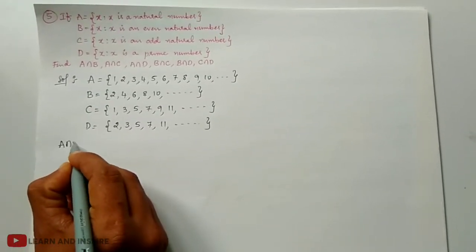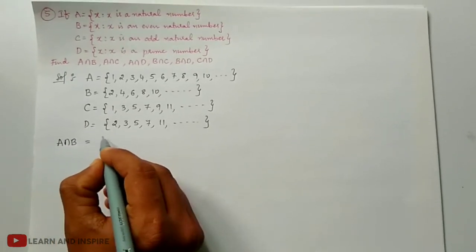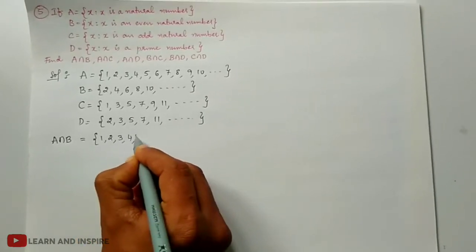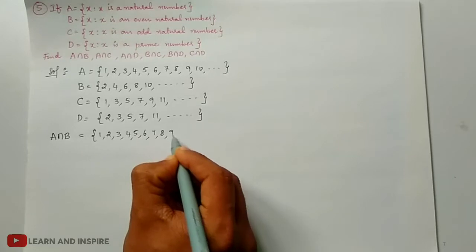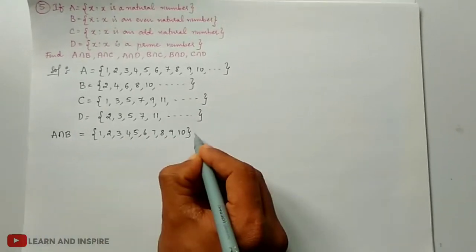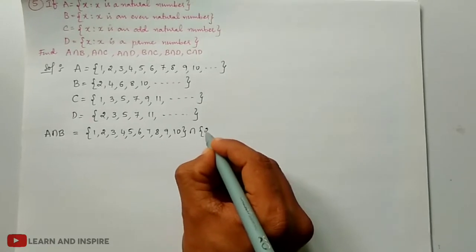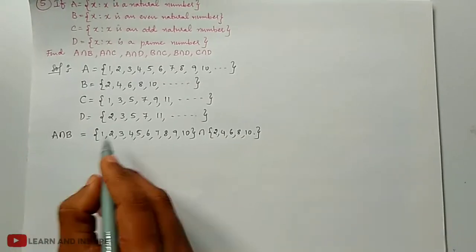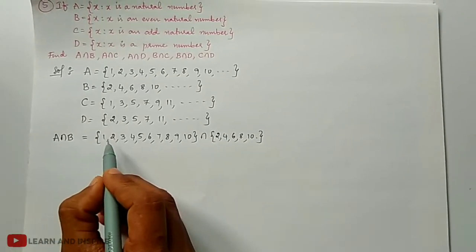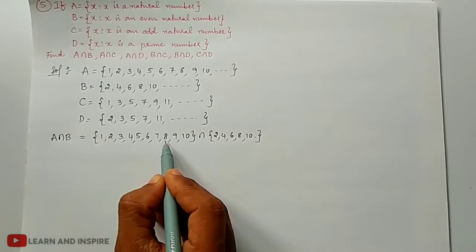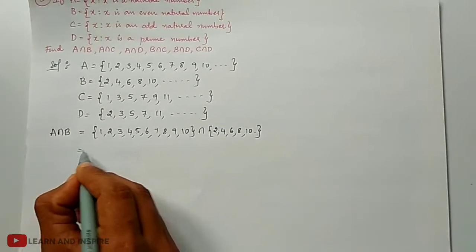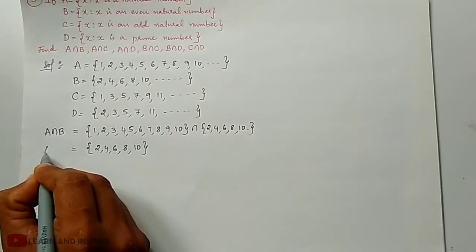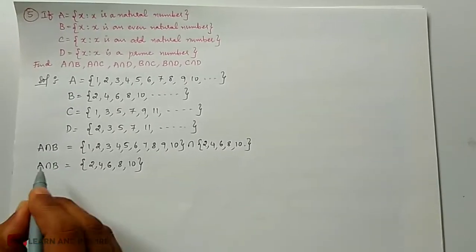Intersection is nothing but the common elements in the first and second set. A is 1, 2, 3, 4, 5, 6, 7, 8, 9, 10, intersection set B, whose elements are 2, 4, 6, 8, 10. What are the common elements in first and second set? Common elements are 2, 4, 6, 8, 10. So 2, 4, 6, 8, 10 are the common elements in set A and set B. That is A intersection B.